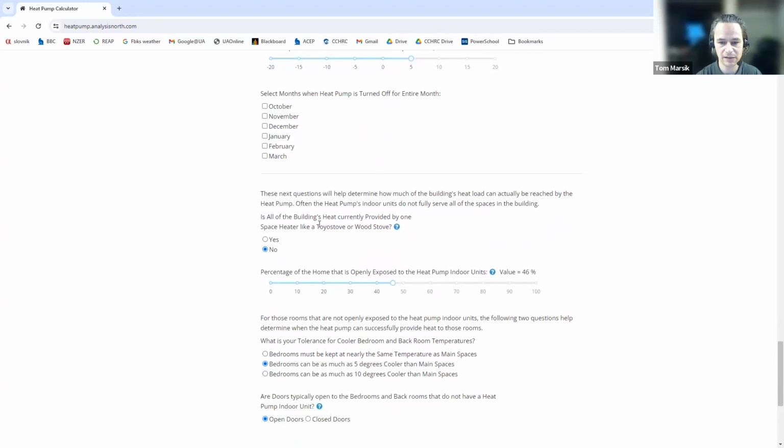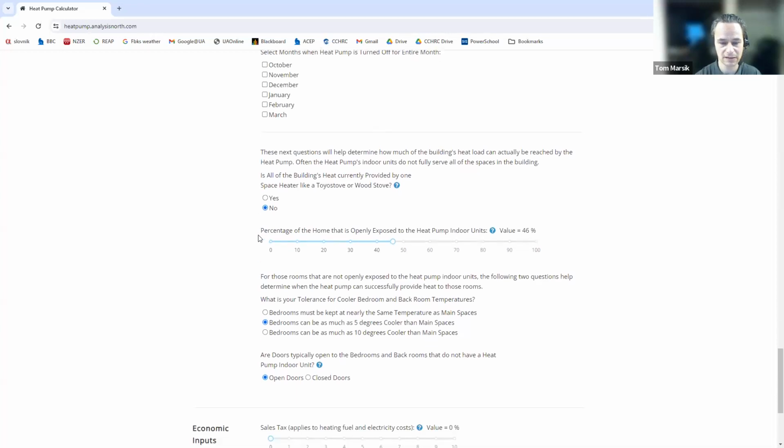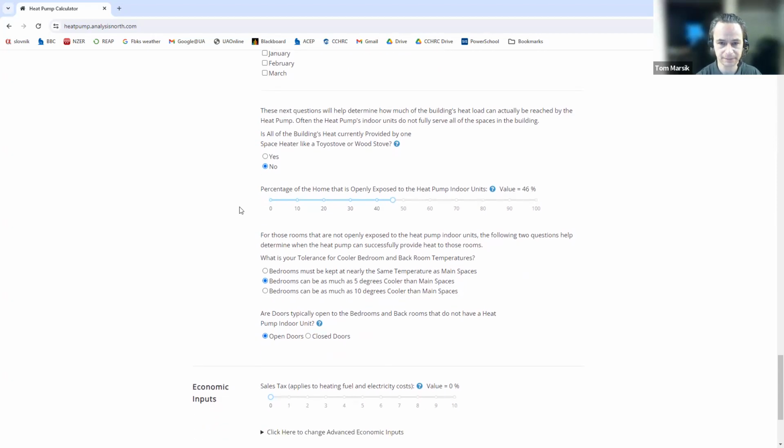Now, is all of the building's heat currently provided by one space heater, like a toaster or wood stove? I'm going to default no, which, since we are choosing a 2,000 square foot home, is probably true, that it's not just a single system for the direct heating of the given space.